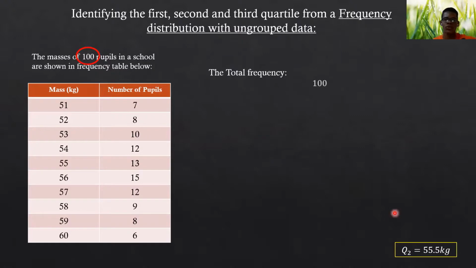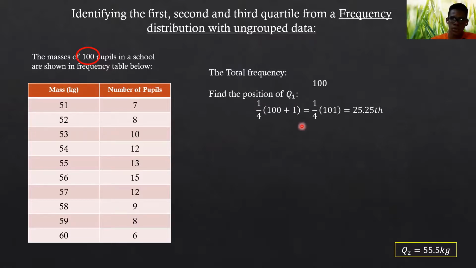Q1. So again, we need a total frequency, which we already know is 100. And to find the position of Q1, it's 1/4 (n + 1), where n is the total frequency. So 100 plus 1, multiplied by a quarter, or 100 plus 1 divided by 4. We end up with 25.25.